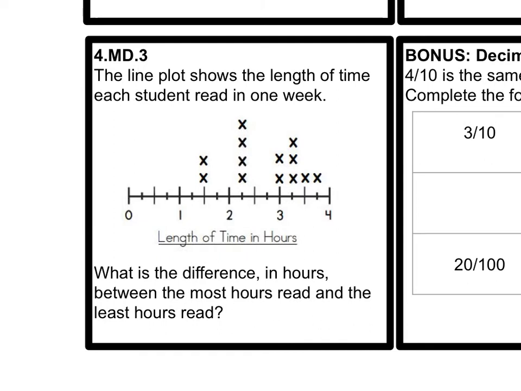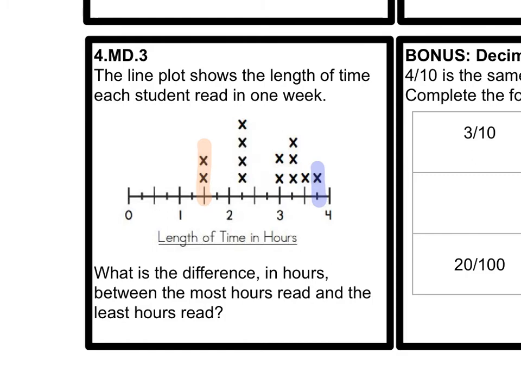All right, next, the line plot shows the length of time each student read in 1 week. What is the difference in hours between the most hours read and the least? So first I need to find the most hours. The most hours read is going to be right here, okay? The least hours read is going to be right here. So I have to subtract my orange number from my blue number.